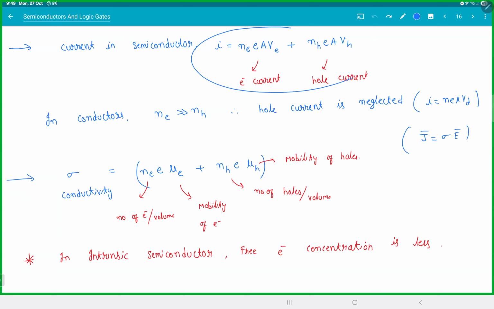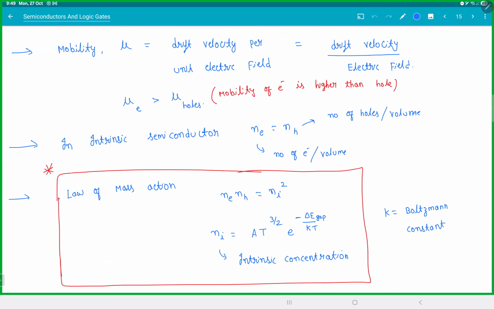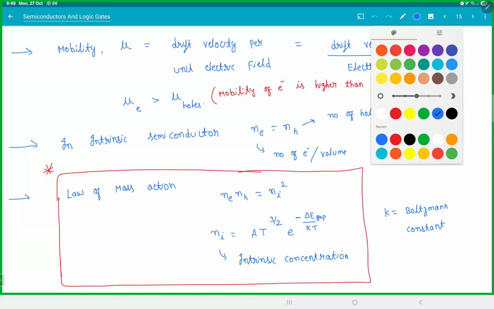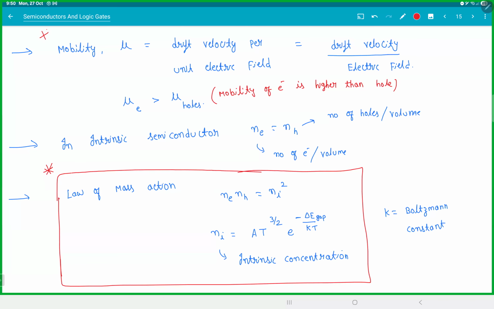I hope this is clear now, how we got NeAVd. We are just adding the hole current to the electron current. That is the only new thing there. Law of mass action is completely new for you guys. Mobility is also new terminology for you. You never heard about mobility before.